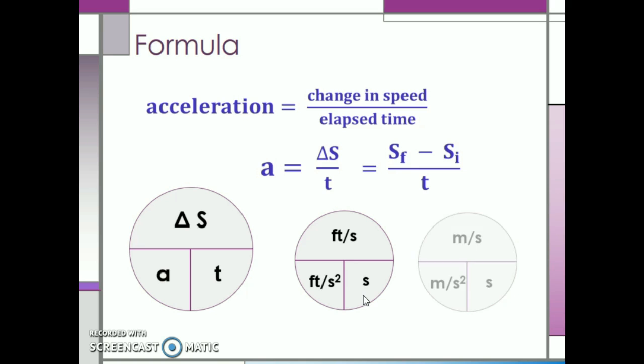In metric units, change in speed will be measured in meters per second. Acceleration is measured in meters per second squared, and time is still measured in seconds.